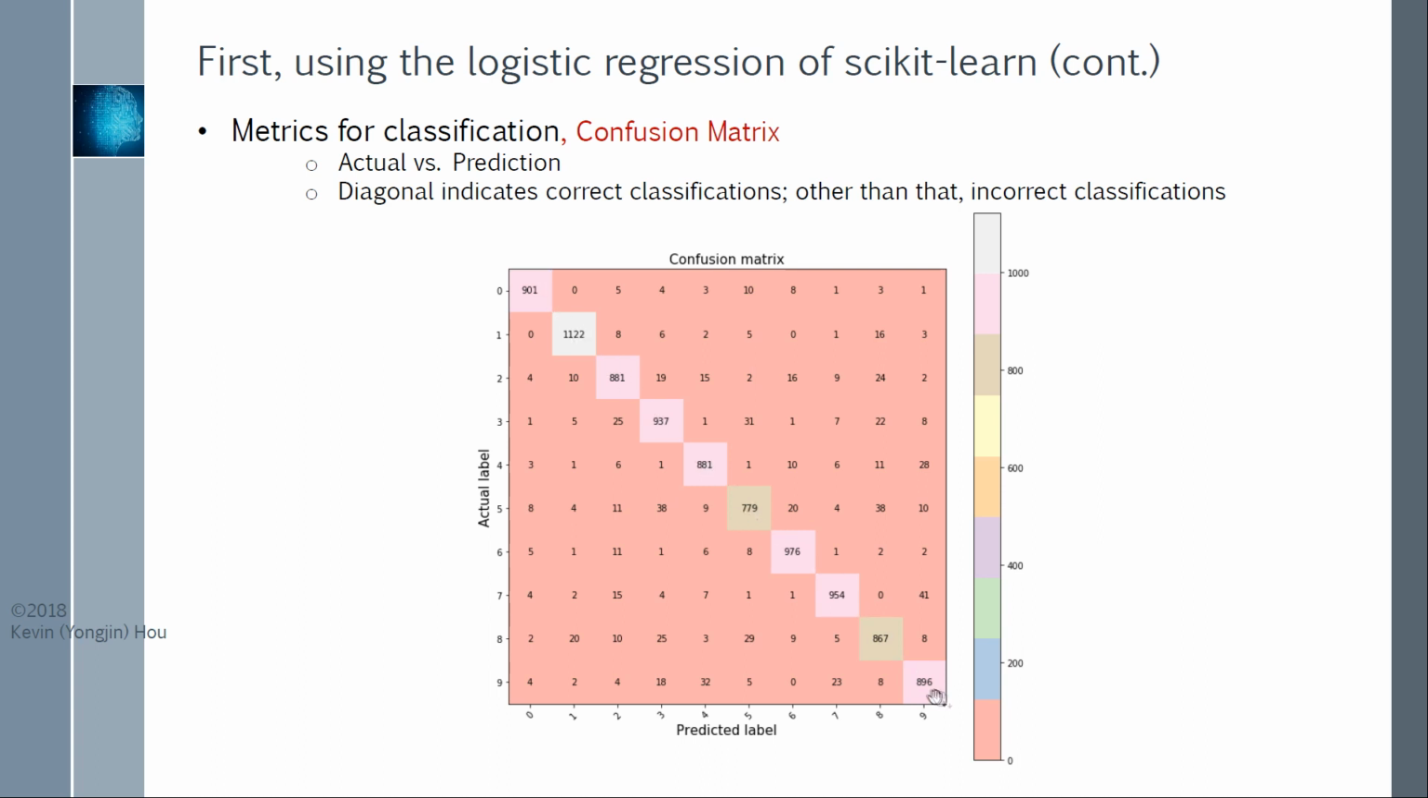If you add up the diagonal numbers, those are the correct predictions, right? So the sum of the diagonal divided by the sum of everything in the square also gives us the accuracy rate that we just saw on the previous page. So eventually, this confusion matrix gives you more information. It not only tells you one final number for accuracy, it also tells you in which cases the model performs well and in which cases the model mispredicts.